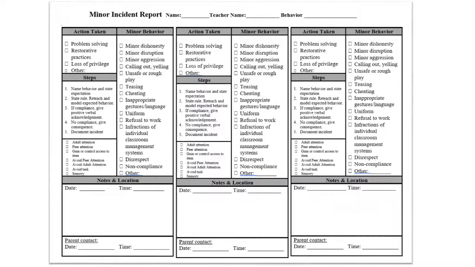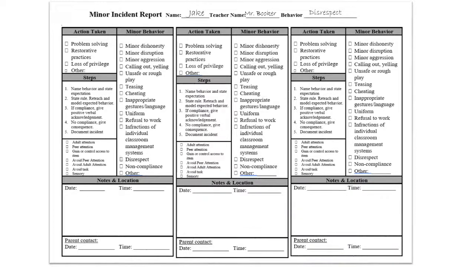So what this will look like is an incident occurs, the teacher takes out the paper copy of the minor incident report, and then they write the student's name at the top, they put their name at the top, and then they indicate the specific behavior that is being addressed with this paper. And you'll notice that there are 3 columns. That's because it takes 3 minor incidents, and then on the 4th it becomes a major incident, which would then be addressed by the administration.